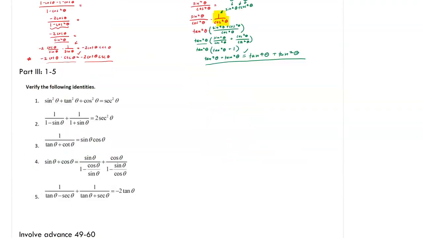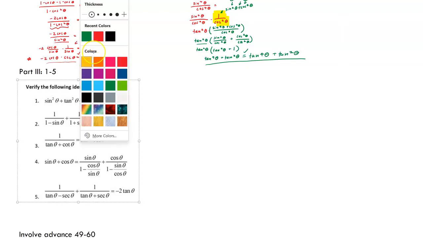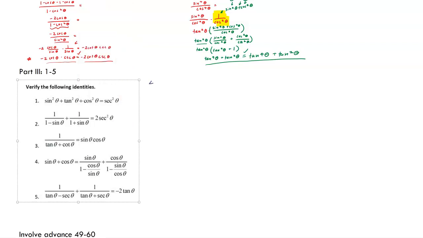Okay, good job. So on part 3, 1 through 5, which is still part of our lesson number 1 and 6.1 and 6.2, you'll find some pretty difficult algebraic proofs. I'm going to do number 4 and number 5, because they took the longest time for me to do, so why not? Okay, so number 4, I have to take sine of theta plus cosine of theta equals this mess right here.